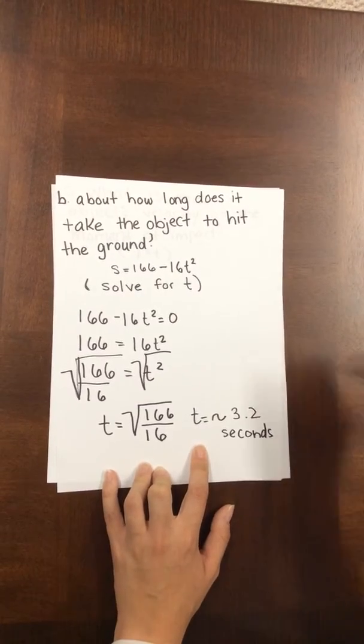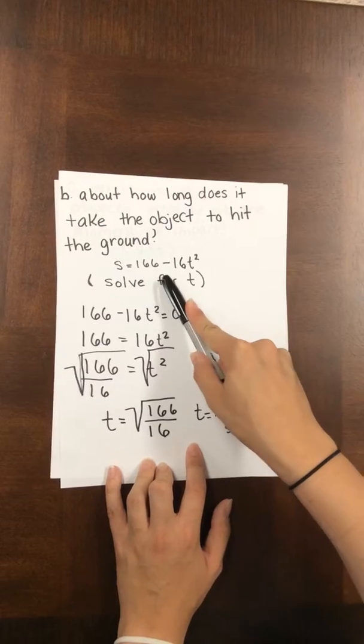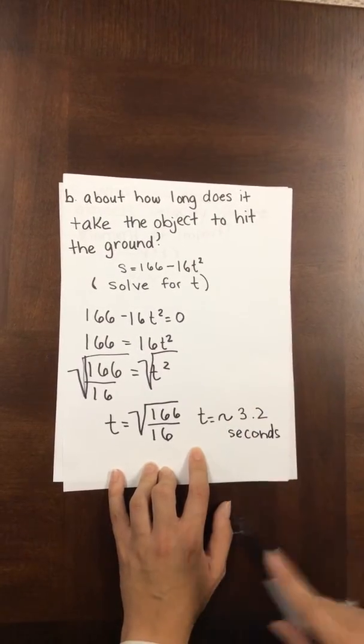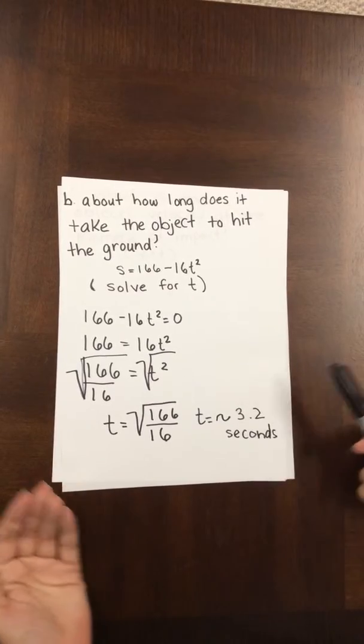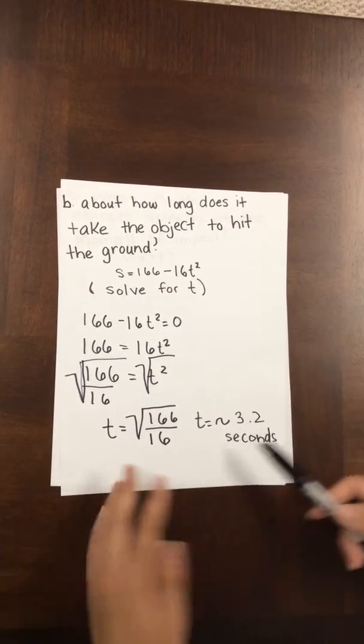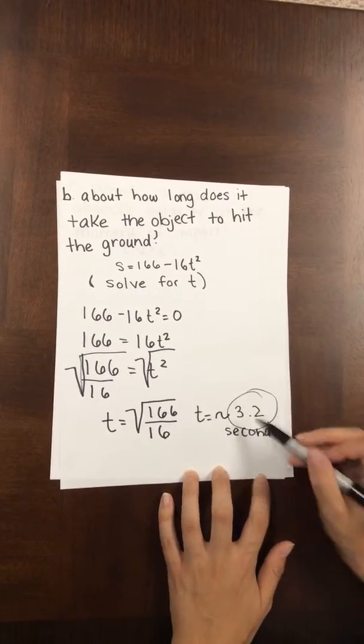And so to find the time, all we do is take our original position function from the beginning and we just solve for t. Also, when we take the square root of something, we usually get a plus or minus answer, but the time is always positive, so we use the positive answer.